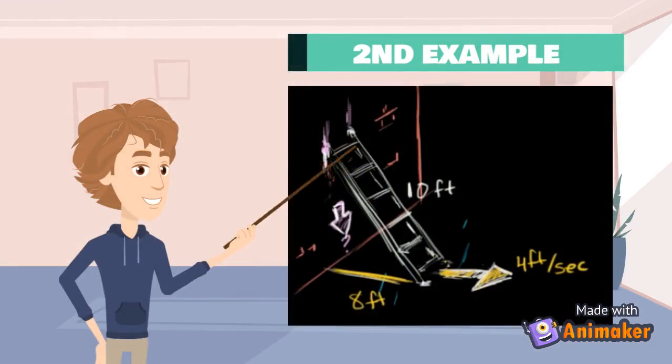The second example is the falling ladder. So I've got a 10-foot ladder that's leaning against a wall, but it's on very slick ground and it starts to slide outward. Right at the moment we are looking at this ladder, the base of the ladder is 8 feet away from the base of the wall, and it is sliding outward at 4 feet per second. We will assume that the top of the ladder glides along the side of the wall. It stays in contact with the wall and moves straight down.